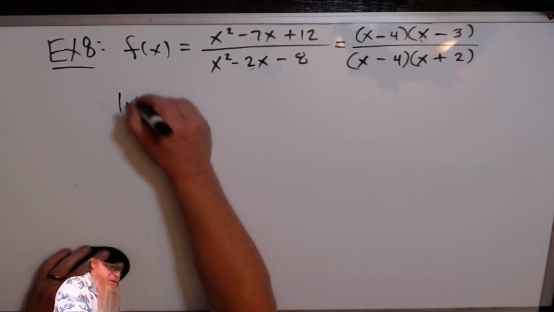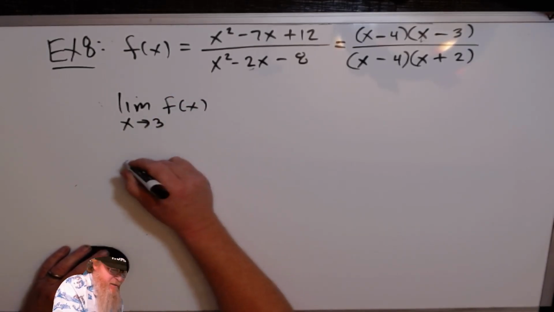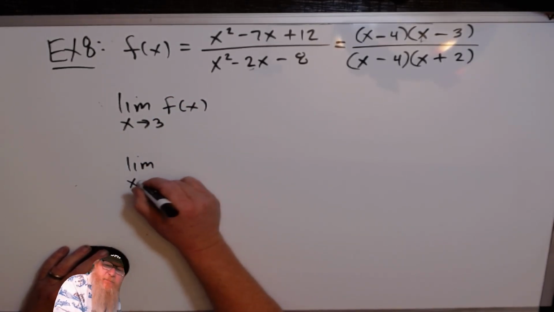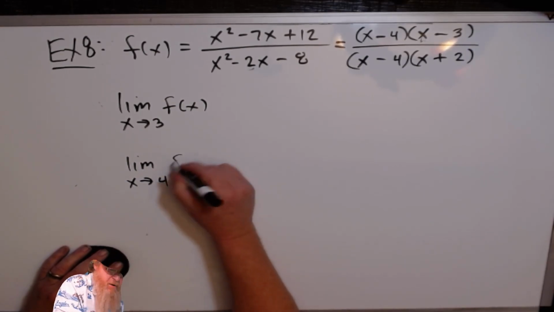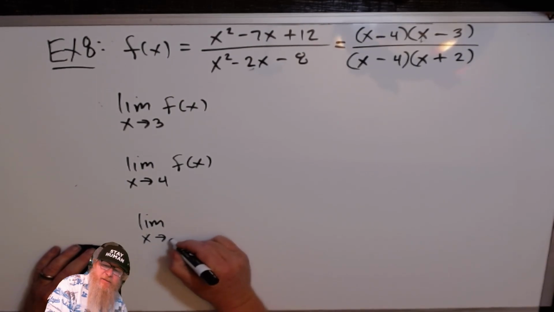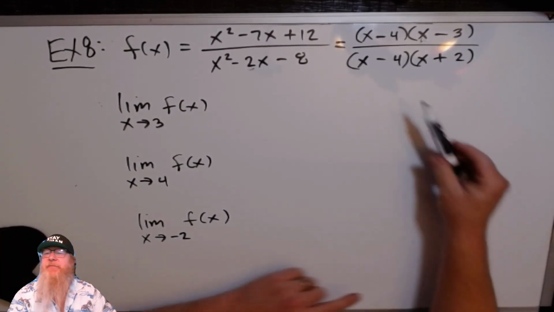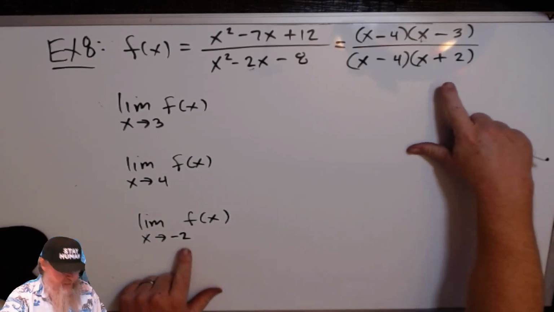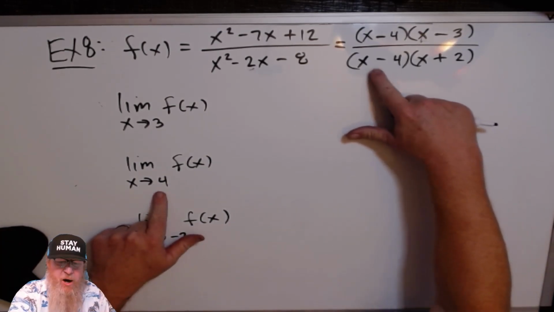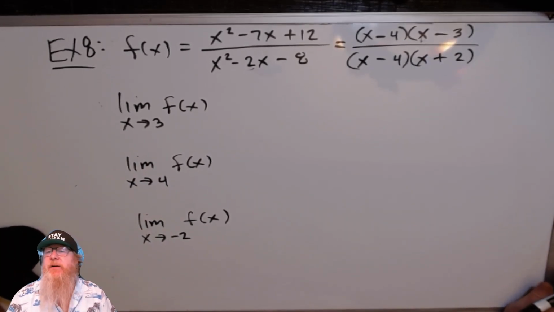So let's do the limit as x approaches 3. Let's do the limit as x approaches 4. And let's do the limit as x approaches -2. You see how I'm finding these? These are called the critical values. These are the values that cause one or more factors to be equal to 0.